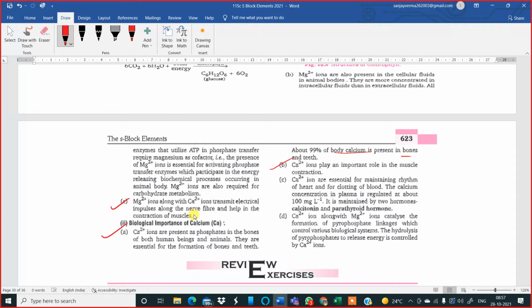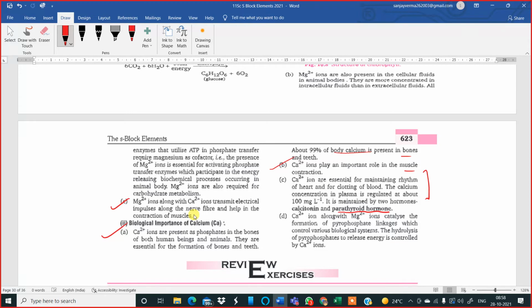Calcium ions play an important role in muscle contraction. Calcium ions are essential for maintaining rhythm of the heart and for clotting of blood. The calcium concentration in plasma is regulated at about 100 milligrams per liter. It is maintained by two hormones, calcitonin and parathyroid hormone. Okay, so it has to be maintained. Otherwise, if there is excess calcium, that is also not a good sign.